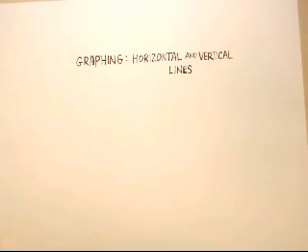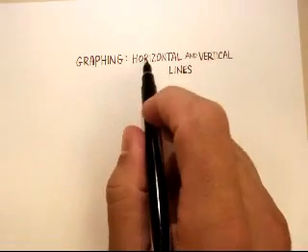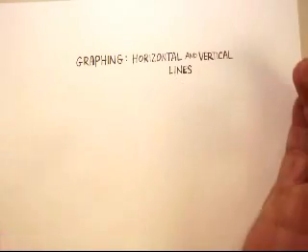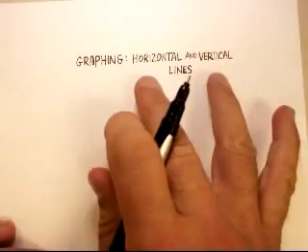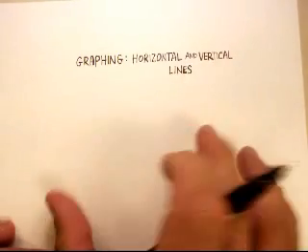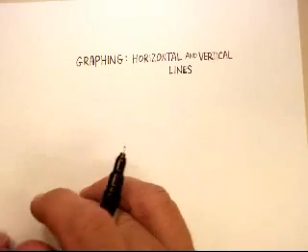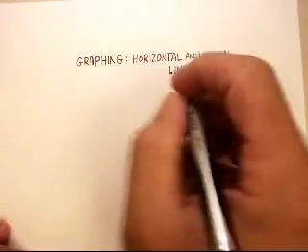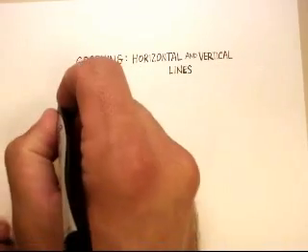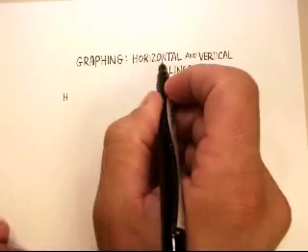Okay, in this video I'm going to talk a little bit about graphing horizontal and vertical lines, which seem to give some people a little bit of trouble. It's a little bit tricky, so I want to show you how these work. So, a horizontal line, look at the word horizon.